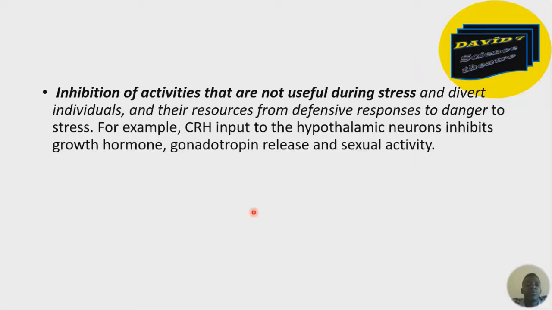Number 5, there will be inhibition of activities that are not useful during stress and divert individuals and their resources from defensive responses to danger to stress. Yes, for example, CRH input to hypothalamic neurons inhibits growth hormone, gonadotrophin release, and sexual activity. So when there is corticotropin releasing hormone in the hypothalamus, growth hormone release is affected, even gonadotropins and sexual activity will be affected. When you're in stress, that's why sex won't be so smooth, it will be reduced. Sexual activity and desire, libido will be low. Okay?